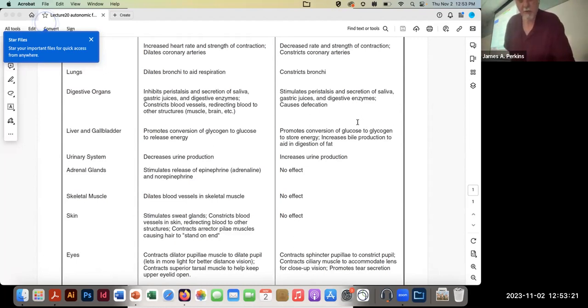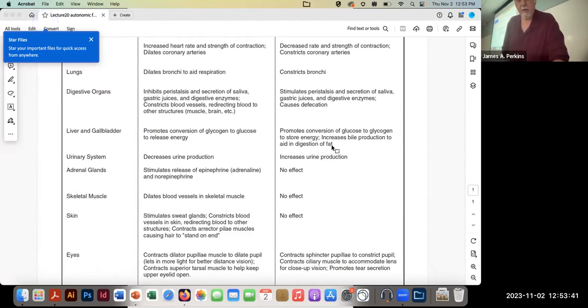In the kidneys, the parasympathetic system increases urine production. Now, in some of these other organ systems, the parasympathetic has no effect, but it doesn't have the stimulatory effect that the sympathetic system would have. It just doesn't have any kind of opposite effect on adrenal glands, skeletal muscles, or skin.